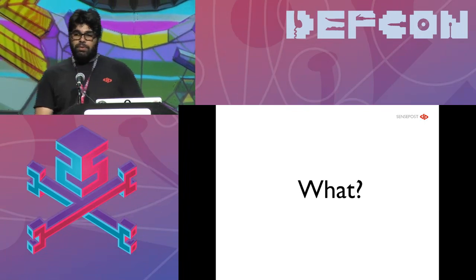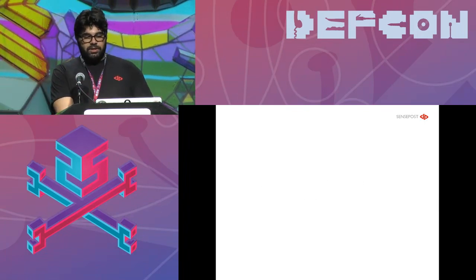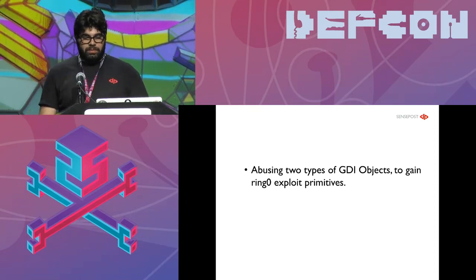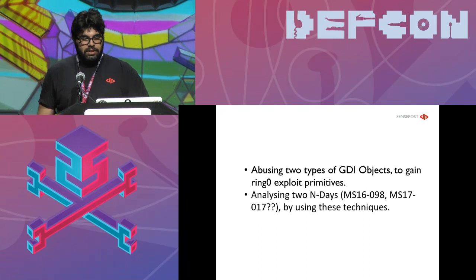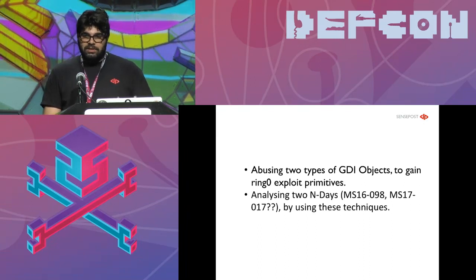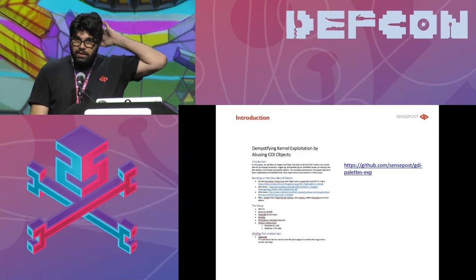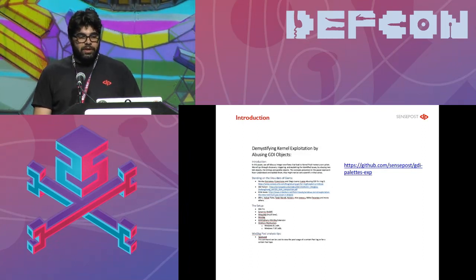What we will learn through this talk is, first, abusing two types of GDI objects to gain ring zero exploit primitives. The next thing is analyzing two one-days, MS16-098 and MS17-017, by using these techniques. Now, the topic is pretty complex. I will try to simplify it as much as possible. However, there is a full white paper, the slides, the exploit code and everything up on GitHub at the moment. You can access it on that link.